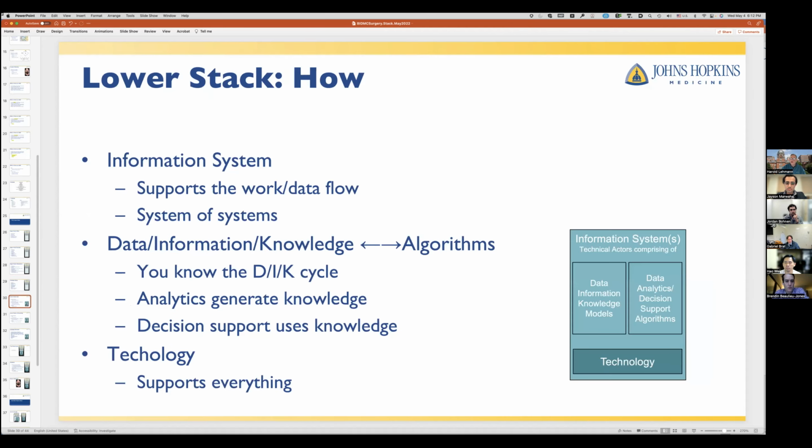Then we get to the lower level of the stack. This is now more the how. Now we start getting into information systems, the EHRs. Public health suffers because there is no platform for public health. We spent 30, 40 years developing a platform for clinical care called the EHR, which everybody wants to throw a shoe at the window. But the reason why we want to throw a shoe at the screen is that the computer is part of our work team.